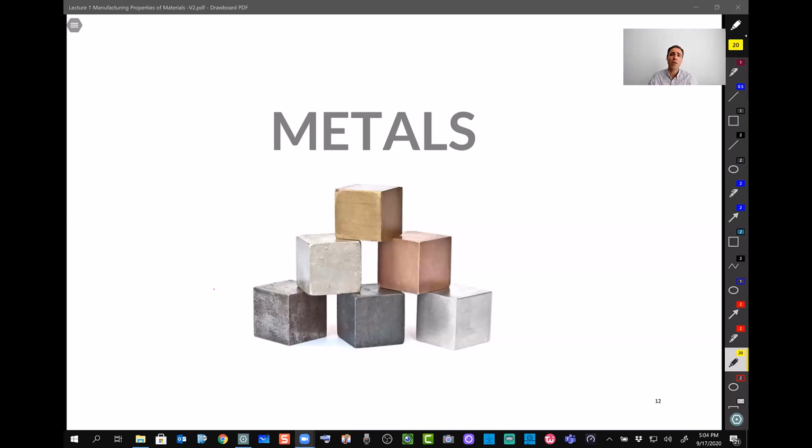Let's continue on the topics of material. As I said at the beginning of Tuesday's lecture, we need to spend at least two lectures on material. Although this course is about manufacturing, without the knowledge of material, we cannot really do a good job in manufacturing. We categorize material into four main categories: metals, polymers or plastics, ceramics, and composites.